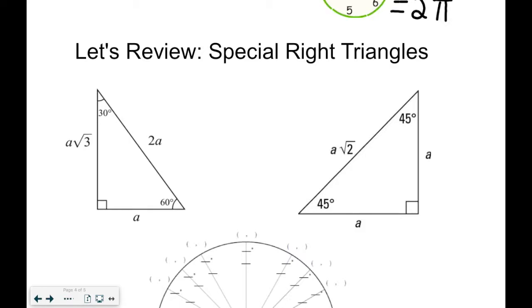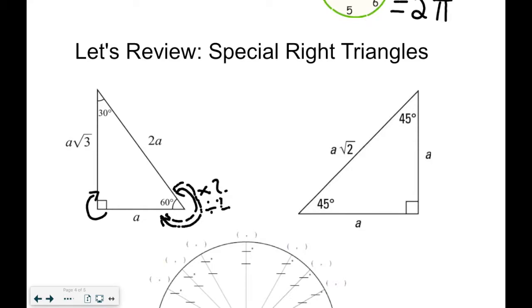Here on the left, we have your regular 30, 60, 90 triangle. If you take the short side of the triangle and you multiply it by 2, you'll get the hypotenuse. And if you want to find the short side and you already have the hypotenuse, you divide it by 2.